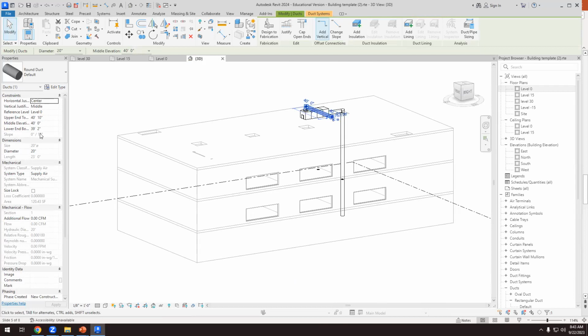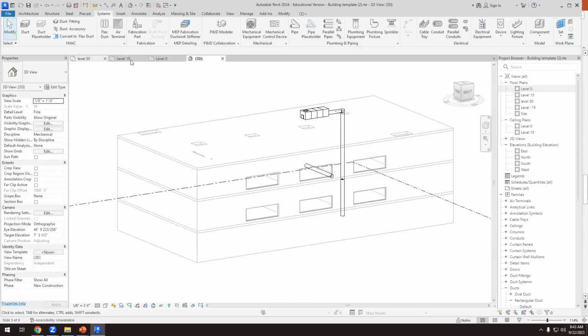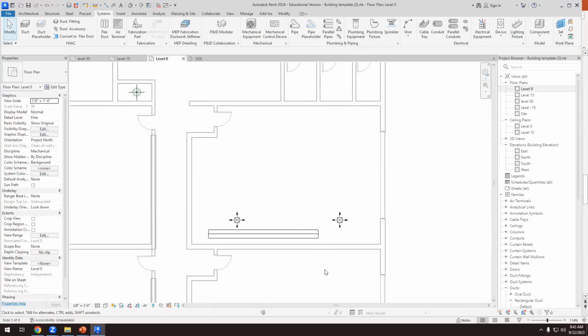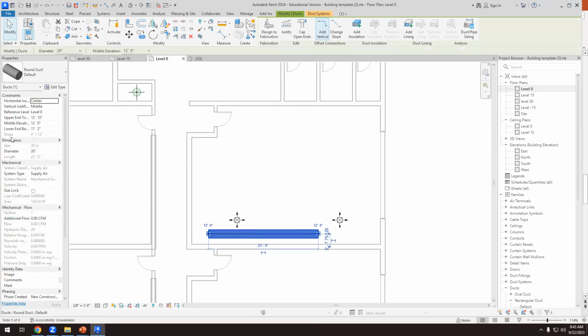We are on level 0, but the mid elevation is 40, so it's way up. If the diffuser is at 11, the duct has to be slightly above, so the elevation should be 12. And now I hope that we will see the duct here. You make the mid elevation 12, is that what you do? The mid elevation.